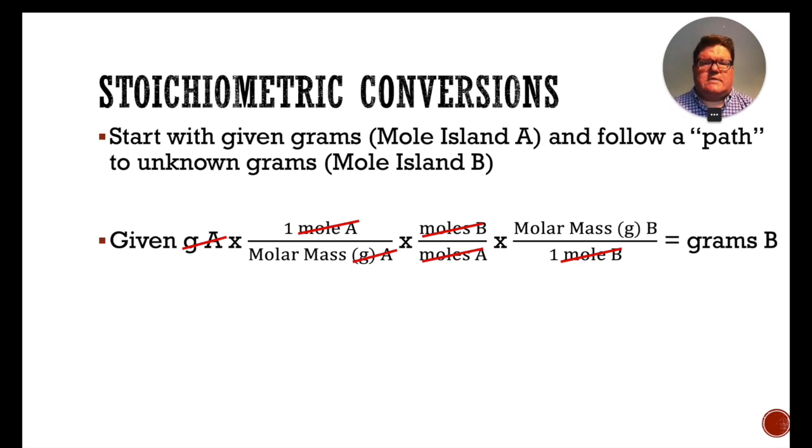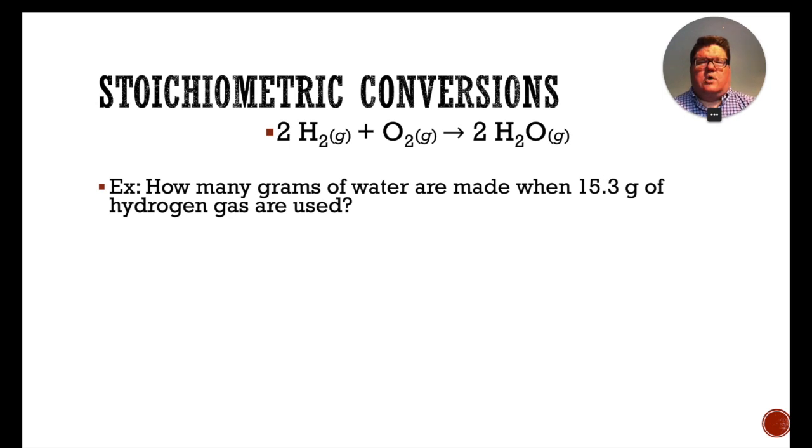Let's try a real example. So if we're trying to create water from hydrogen gas and oxygen gas, we might have a problem such as this. How many grams of water are made when 15.3 grams of hydrogen gas are used? Some important things to think about before solving this question. Let's think about what are we given, what information do we know? And that would be our 15.3 grams of hydrogen gas.